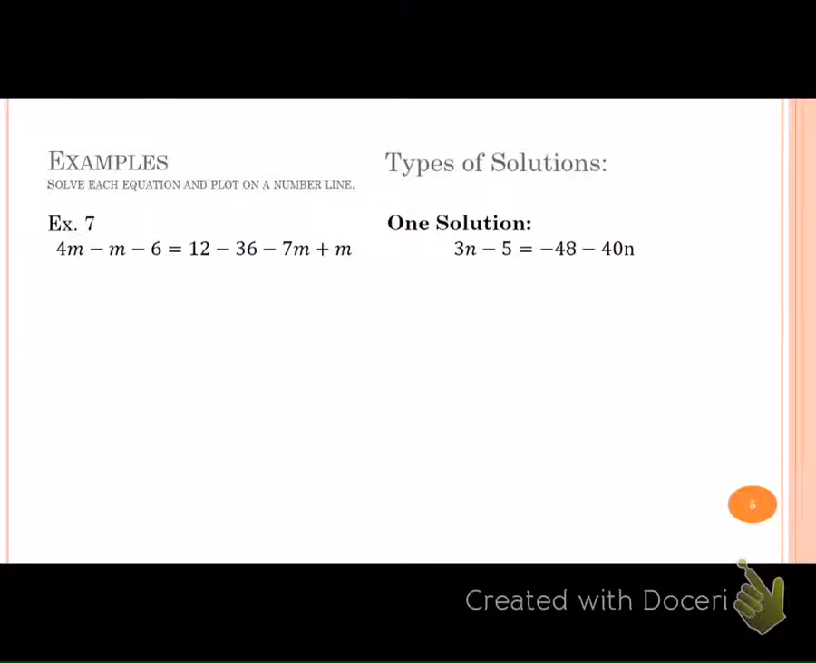So our goal is to get the variables to one side, so I'm gonna add 40n to both sides. When you have one solution, what that means is that n will come out as an answer. N will be in the problem, it will come out as a single answer. Everything we've done so far has been one solution. Then I'm going to add 5 to both sides. And then I'm going to divide by 43.